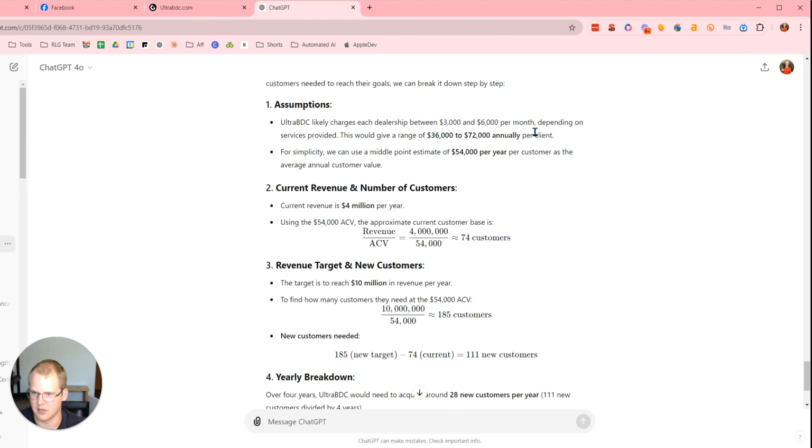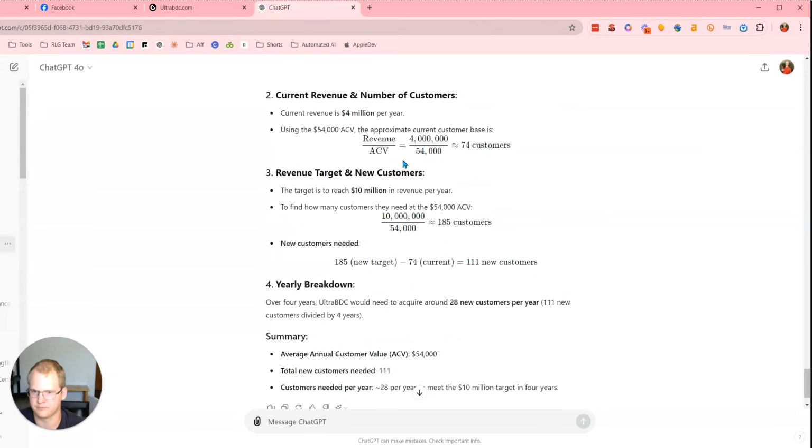So assumptions, right? It closes each dealership between $3,000 and $6,000 a month, depending on services. That gives an annual, supposedly they stick around for a year, $36,000 to $72,000 annually, right? So they chose a midpoint, $54,000. I didn't tell them to choose a midpoint. That's just what ChatGPT did. It's just that smart. So current revenue is $4 million a year.